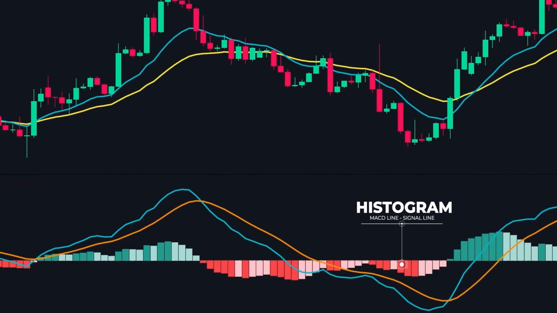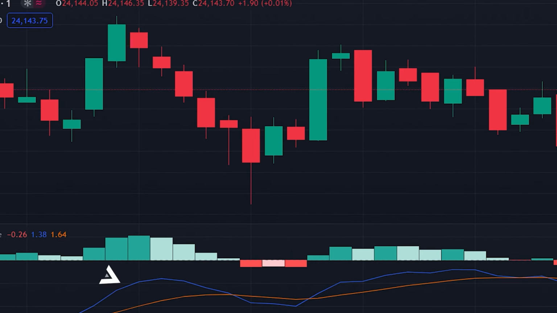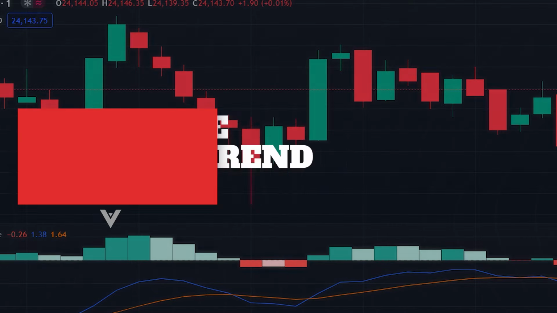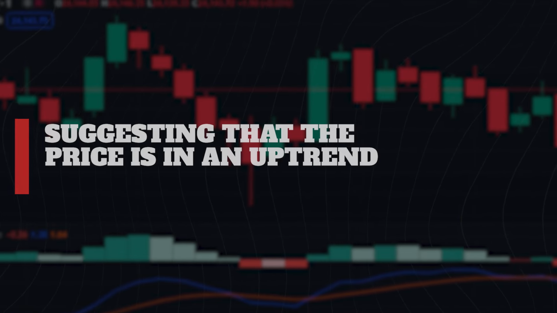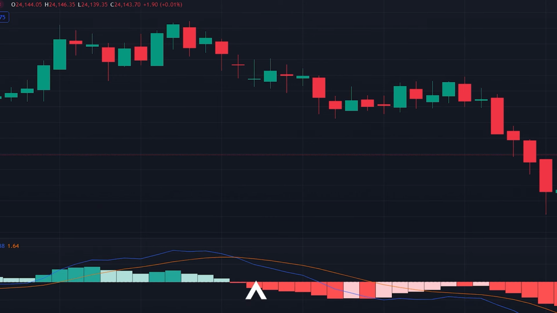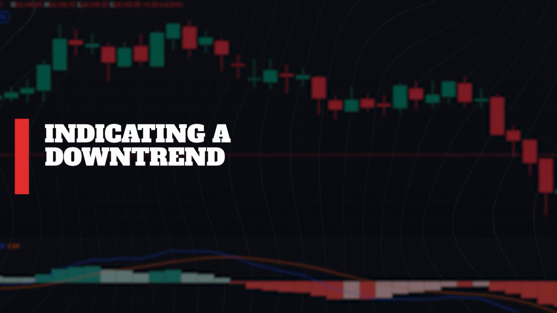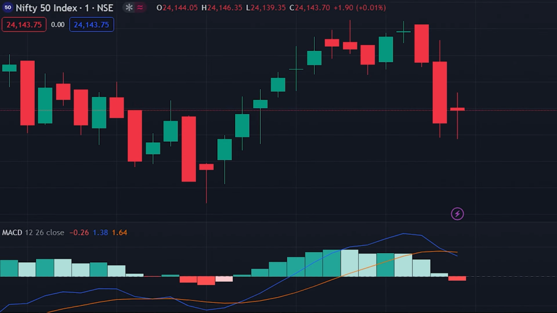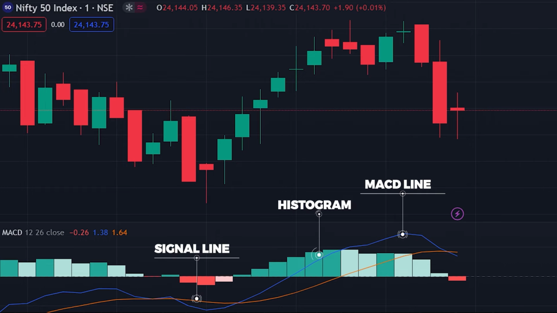The histogram calculates the distance between the MACD line and the signal line, giving us a better picture of the momentum. When the MACD line crosses over the signal line, the histogram shows green bars above the zero line, suggesting that the price is in an uptrend. When the MACD line falls below the signal line, the histogram displays red bars beneath the zero line, indicating a downtrend. So, the MACD has 3 components: the MACD line, the signal line, and the histogram.